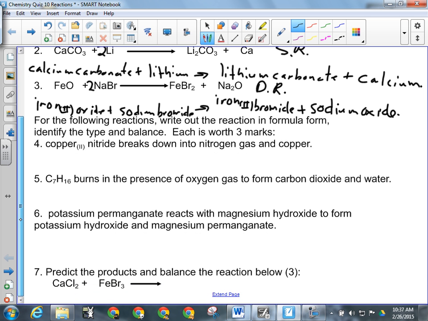For number 4, we got to write it out in formula form. Then we'll identify the reaction type. Copper 2 nitride. So we got Cu and nitride. This is -3, so the 3 will come down here. This is 2, so the 2 will go here. So we got Cu3. That's a terrible 3. Cu3N2. All right, that is breaking down into its constituent elements.